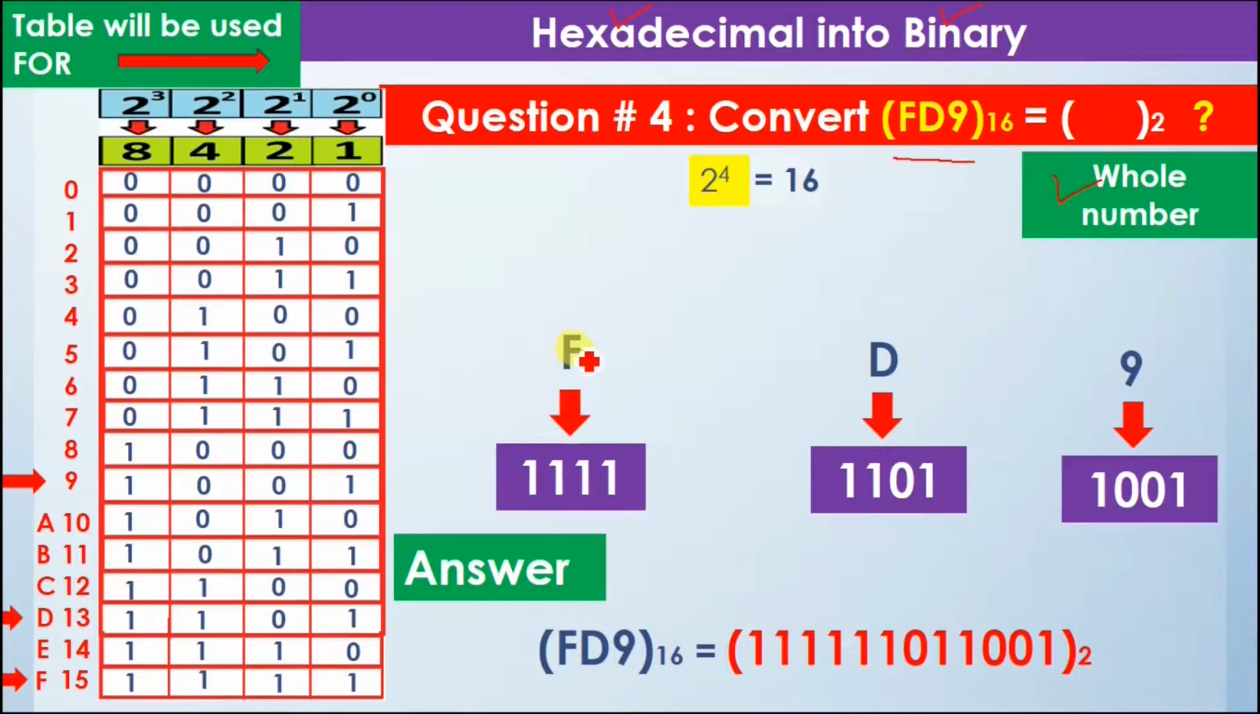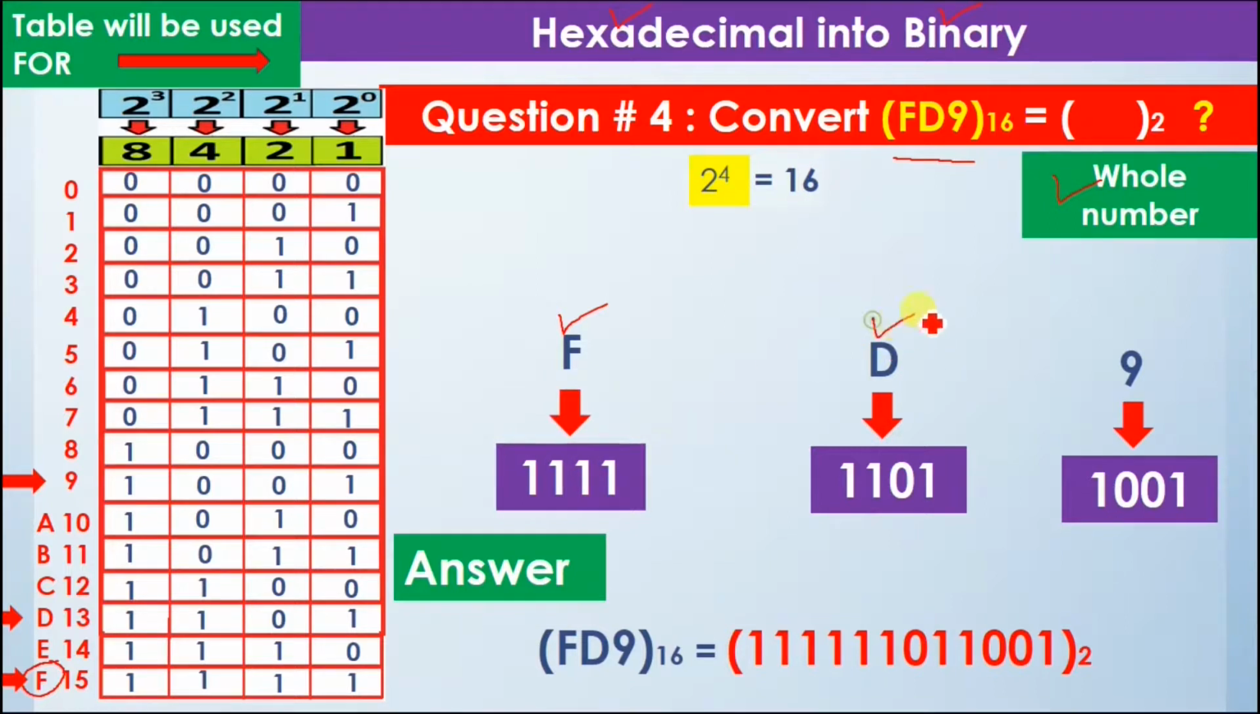So what we will do here is that again we will use the table. If you don't know how to make the table, you can look at the previous videos, right? So first of all, we have the letter F. So we will find the letter F in the table. So we can see that F is here. And F is equal to 1111 in binary. So we write here 1111.